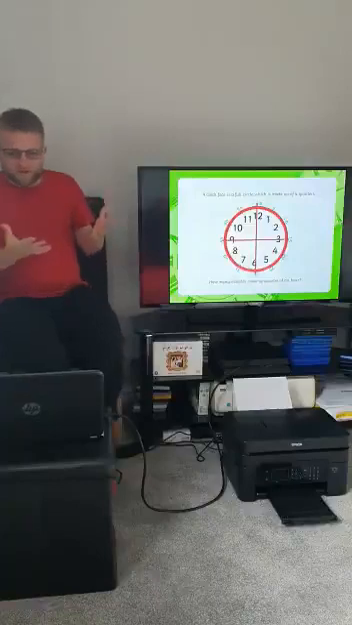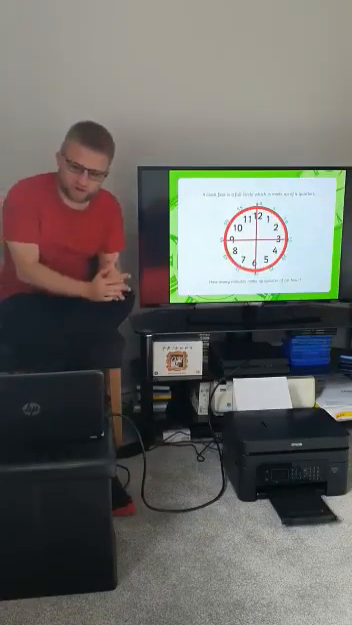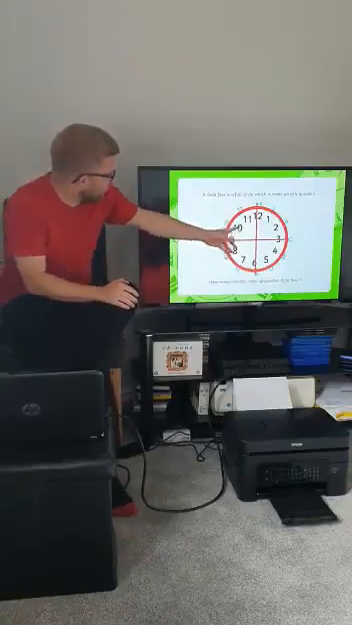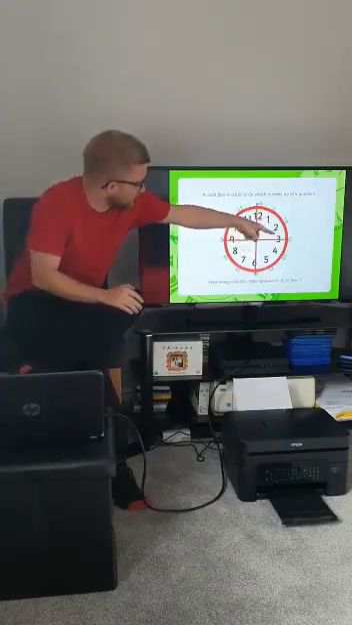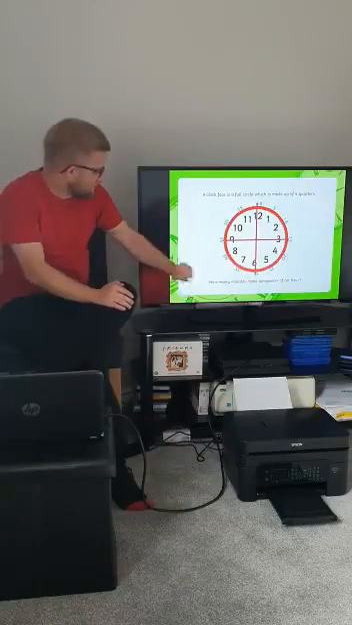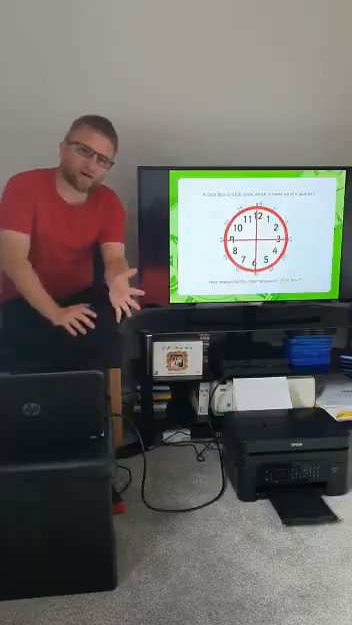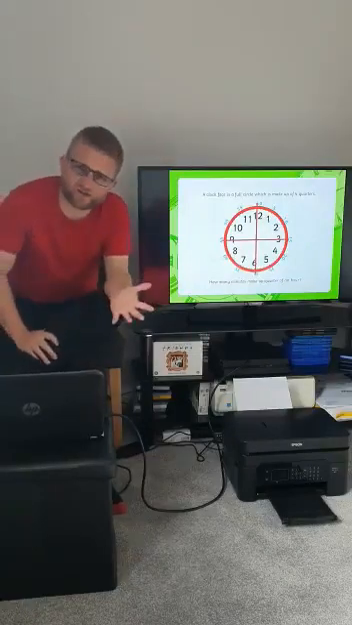So with a clock face, it's a full circle and it's made up of 4 quarters, and as you can see here we've got our 4 quarters. We've got a quarter here, quarter here, quarter here and a quarter here. And the question here says, how many minutes make up a quarter of an hour? Now let's use our knowledge of fractions.